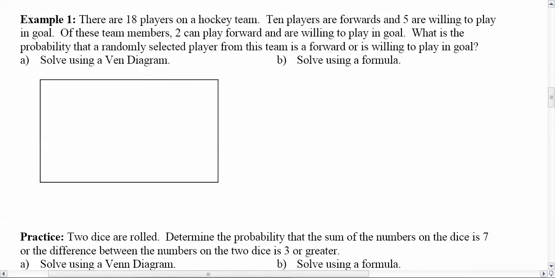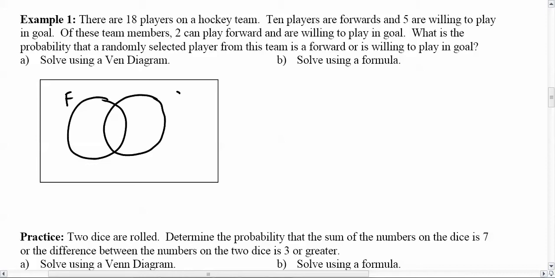Okay, so let's say you've got 18 players on a hockey team and 10 of the players are forwards and 5 are willing to play in goal. So we're going to make 1 circle for the forwards, 1 circle for the people in goal. And of these team members, 2 can play forward and are willing to play in goal. We want to find the probability that a player is a forward or is willing to play in goal.